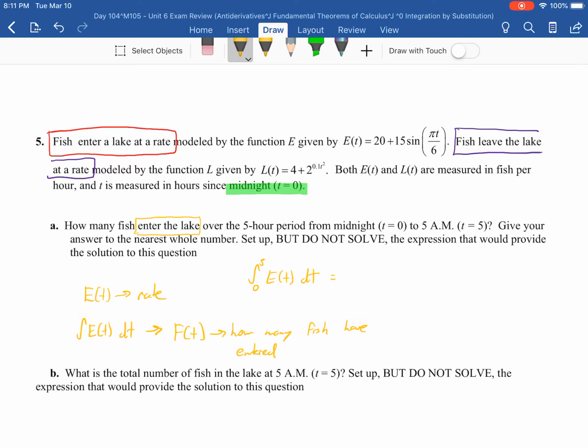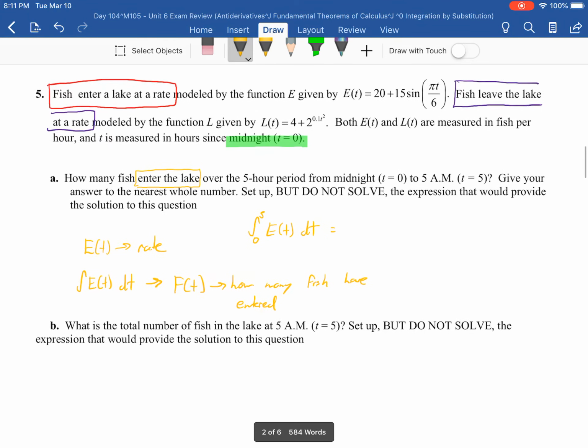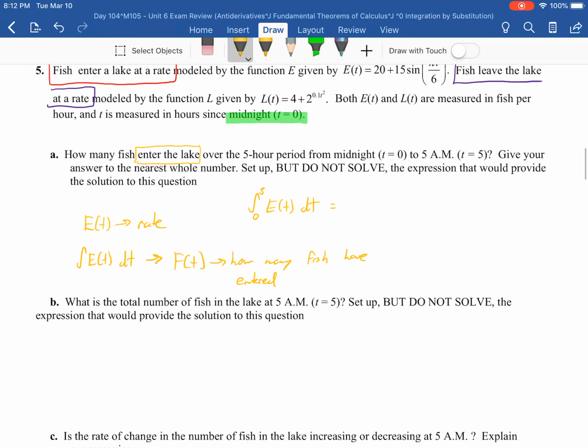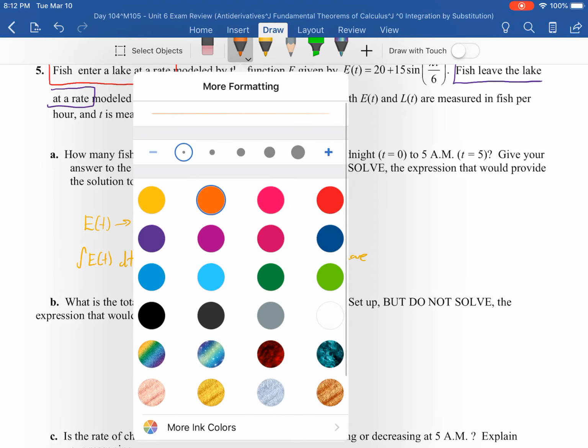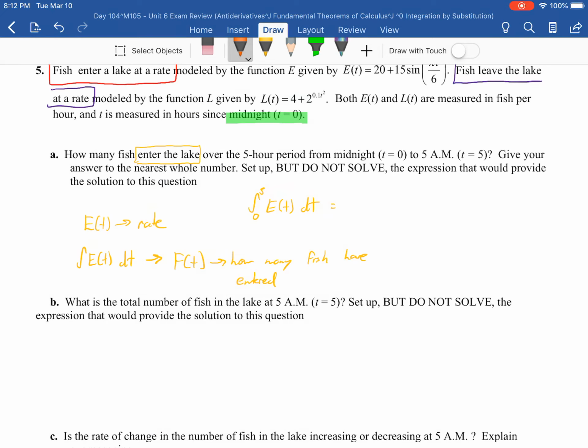So that's A. So now let's go to B. So B is asking, what is the total number of fish in the lake at 5 a.m.? So set up but do not solve. So once again, we're just setting this up. We're not solving anything. All right. So let's think about this. So in the previous problem, part A, we talked about how if we took the integral of e of t, that gave us how many fish enter.